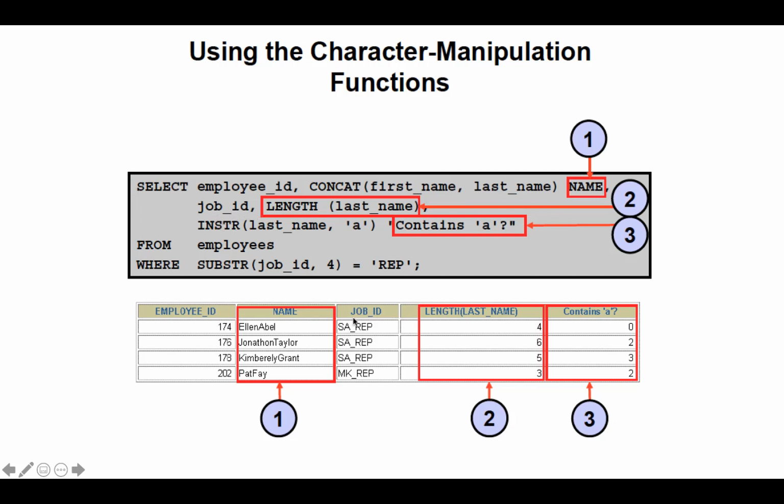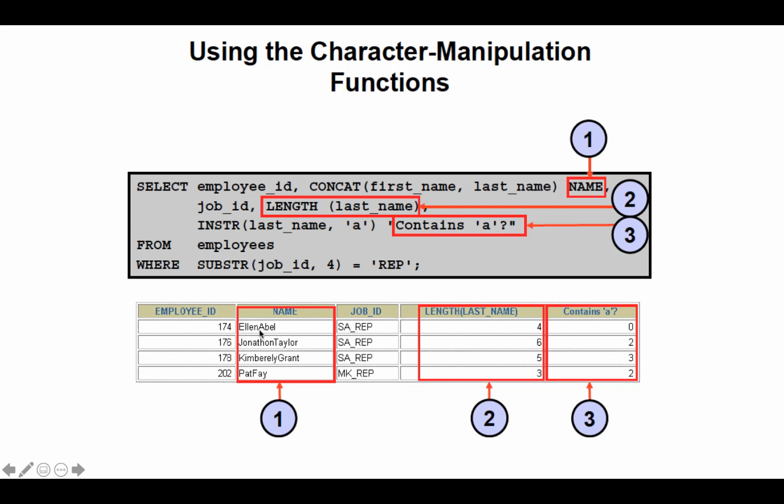Job ID, that's job ID in the output of this query. Length last name will compute the length of last name. Finally, you have the contains A field, which stands for instr last name A, so it's checking at which index in last name is A. And the field in the output is going to be called contains A, or where does it contain A question mark.